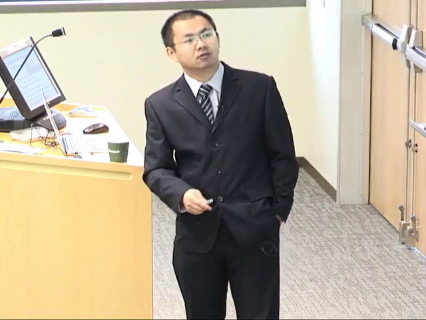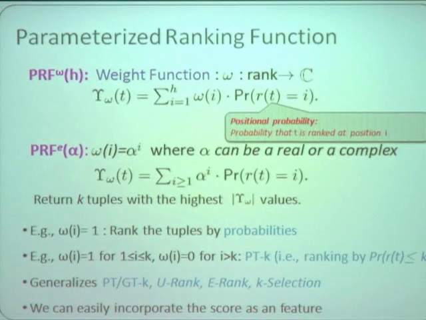Okay, to see why it generalizes some other ranking functions: for example, if this weight function is 1, then we have a summation over all the positional probabilities, which is the existence probability. So we just rank those tuples by the existence probability. This is a very special case. Another example: if the weight is 1 for ranks between 1 and k, which means the rank of this tuple is in the top k, this is the PT-k we just discussed, where we rank the tuples by the probability of being in the top k. So it also generalizes other ranking functions. I'm not going into the detail here.